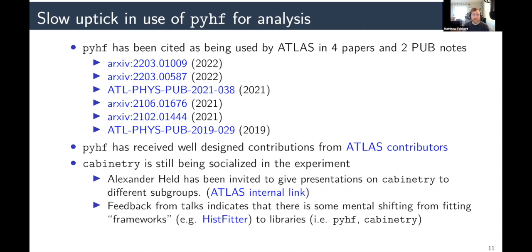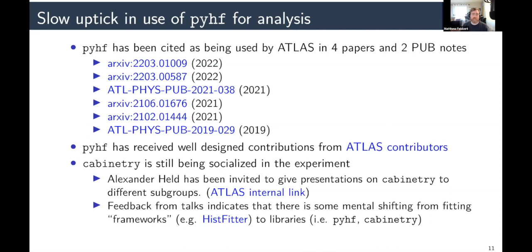So that's been nice from an IRIS-HEP Scikit-HEP side of things. And from an Atlas side of things, it's clear that there's an interest in using the statistical tooling that is being provided by the PyHEP ecosystem. And if I can put on my PyHF developer hat for a second, it's been really nice to receive very well designed and thoughtful contributions from Atlas contributors. So thank you everyone for PRs that have been submitted there.